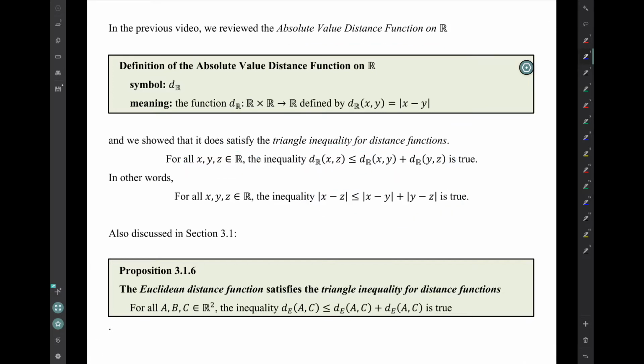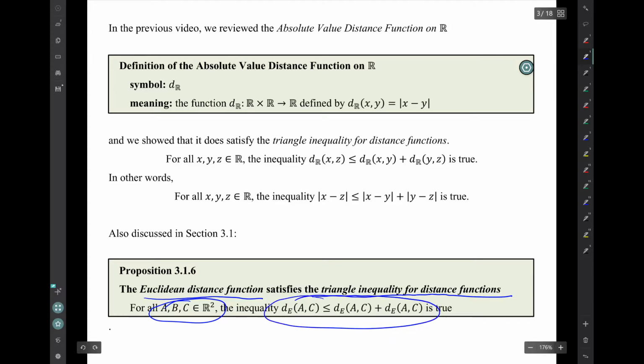Also in the previous video, we discussed this proposition that the Euclidean distance function does satisfy the triangle inequality for distance functions. That is, for all points in the Cartesian plane, this inequality involving the Euclidean distance function is always true.